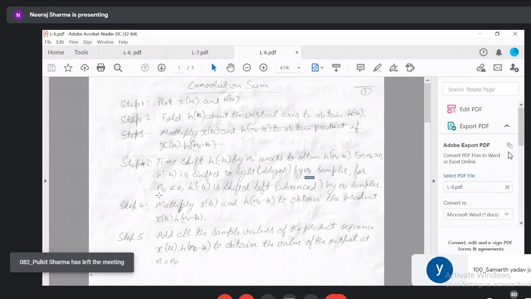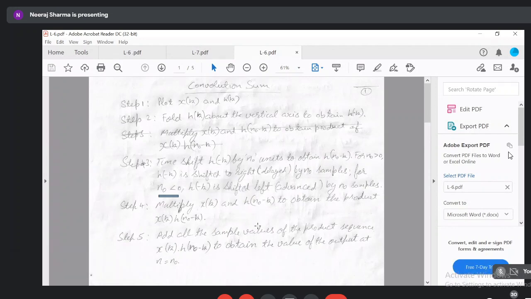For n naught lesser than 0, that is, if n naught is negative, for the negative values of n naught, h minus k will be shifted towards the left hand side, that is an advanced version. So this is step number 3, right? The h minus k that you obtained in step number 2, you have to either delay or advance it by n naught units, depending on the sign of n naught.